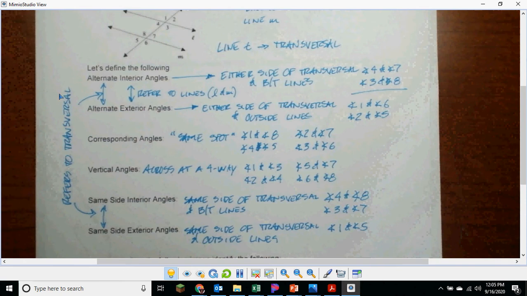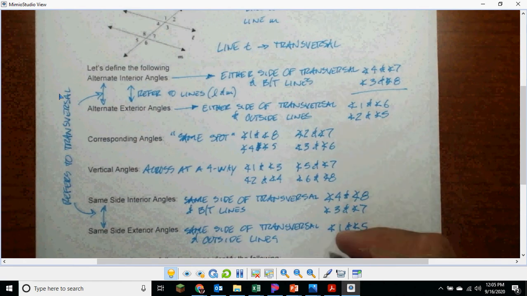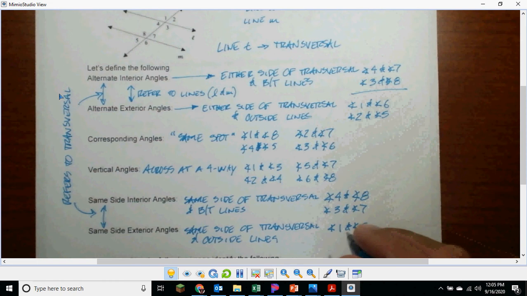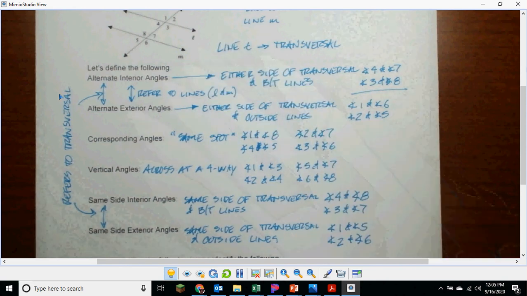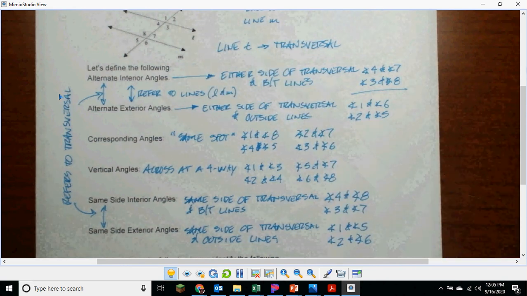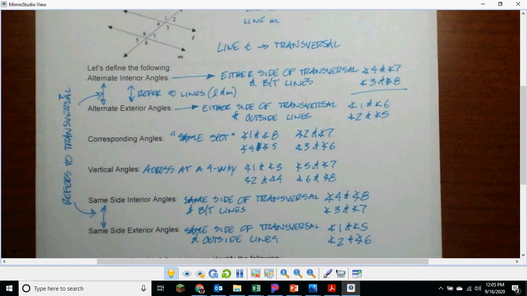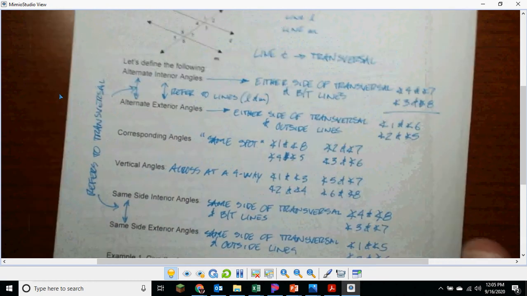What's the other pair of same side exterior angles? Go ahead and write it down if you can and see if you're right. It is angle 2 and angle 6, the other pair of same side exterior. So all of these relationships are formed when a transversal cuts through two lines. It's very important to be able to recognize it. All of these: alternate exterior, alternate interior, corresponding, same side interior, same side exterior. Vertical angles happen whether it's a transversal or not, but you do have vertical angles at the transversal because it is a four-way intersection.